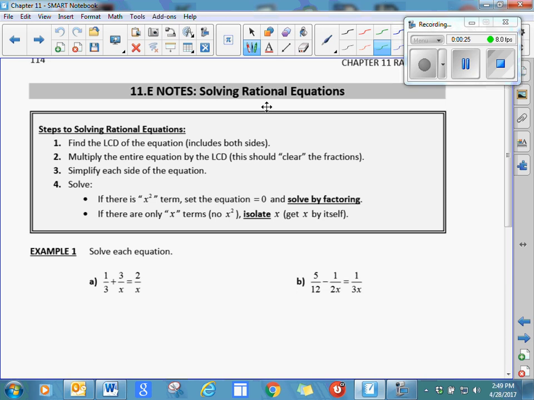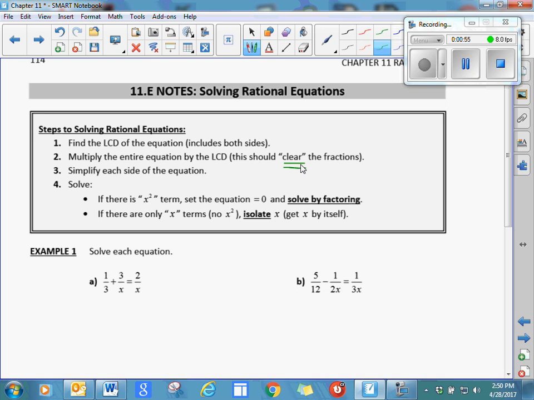In 10, we solved radical equations. And we're going to use some of the same ideas in solving these equations as we did in the last unit. So we need the LCD, but now we have an equal sign because these are equations. So this LCD has to be applied to both sides of the equal sign. And when we do apply the LCD, our fraction goes away. We have no more denominators.